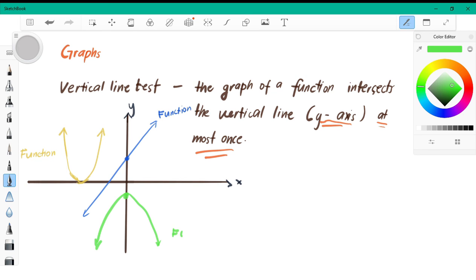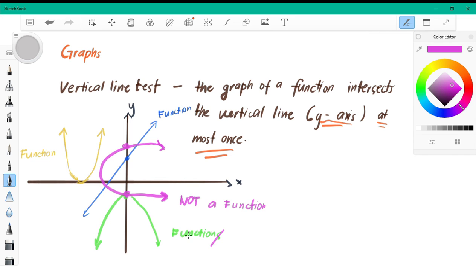So what if we have a parabola facing to the right and it starts here? What if the parabola or the graph looks like this? So this one, this purple graph, is not a function. It's not a function since it intersects the vertical line twice. So I hope that's clear.